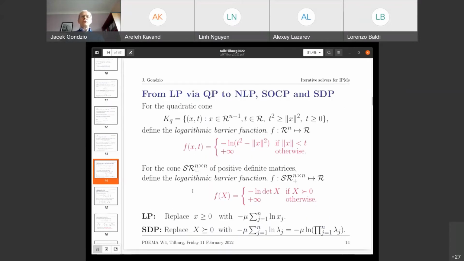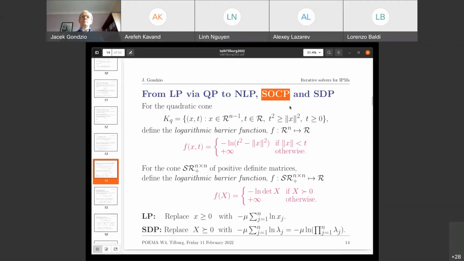I focused so far on linear programming, but the beauty of interior point methods is that they can be very easily generalized from LP to quadratic programming, then to convex non-linear programming, and also a variety of conic problems, like second-order cone problems or semi-definite programming problems. The trick is in finding the right barrier function for the right inequality.